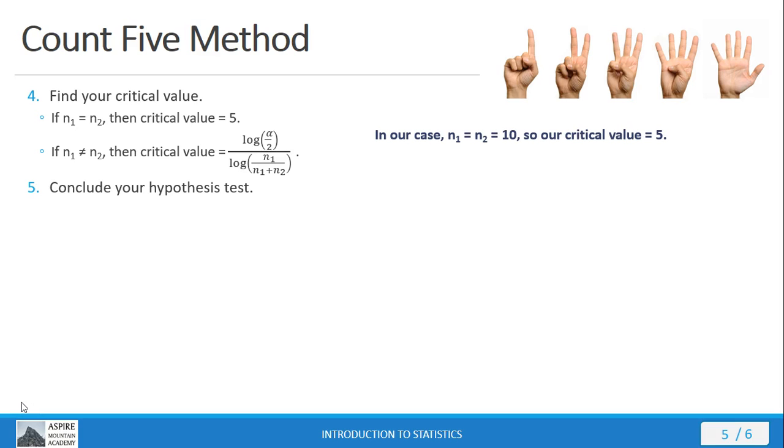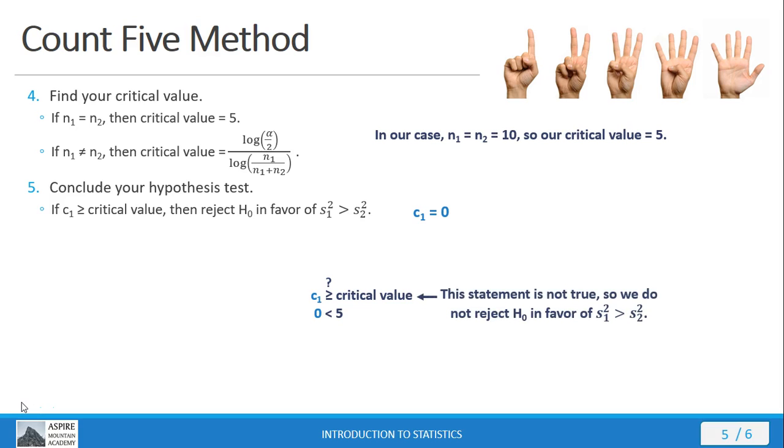And then the last step is we conclude our hypothesis test. We're going to compare the critical value with our test statistics. This can come out one of three ways. The first way is if C1 is greater than or equal to the critical value. So we test that. C1 is going to be 0 in our case. Is that greater than the critical value? Well, no. 0 is less than 5, our critical value. So no, it's not going to come out that way. So we're not going to reject the null hypothesis in favor of the first sample variance being greater than the second sample variance.